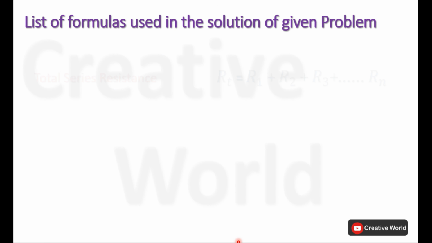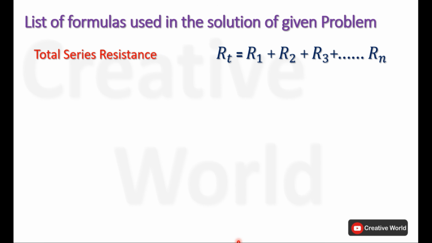While solving this problem, we will be using the series resistance calculation formula. The generalized formula for the calculation of equivalent series resistance of any circuit is given here. RT is the total resistance of the series network, R1, R2, R3 to Rn is the number of resistances that are connected in series in that network.